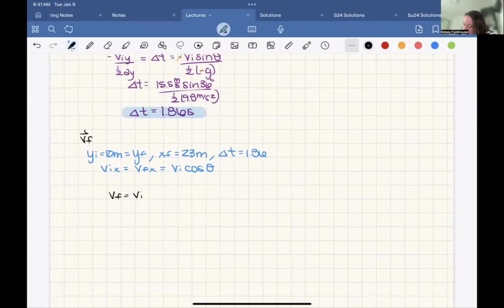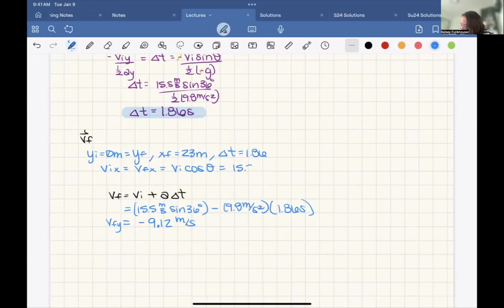V final equals V initial plus A delta T. And then, let's see, 15.5 meters per second, sine of 36 degrees, minus 9.8 meters per second squared times 1.86 seconds. And this gives us, let's see, for velocity in y, negative 9.12 meters per second. So that's the velocity final in y.